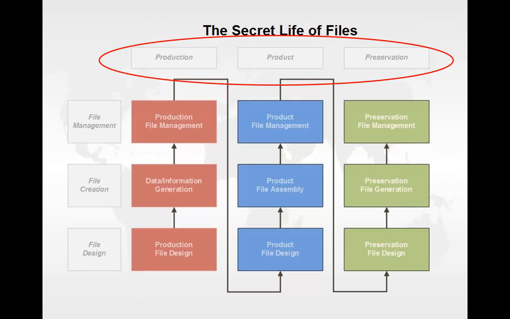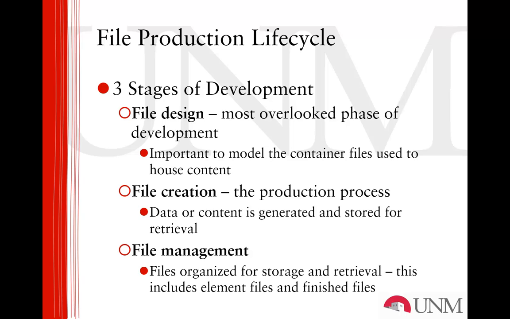So the three phases of the file lifespan are shown here in the top set of columns across the top of the diagram. Each phase has essentially three stages that we need to consider. So production has three stages, product distribution has three stages, and preservation has three stages. And in short, we can call these the design stage, the creation or the authoring stage, and then the management stage.